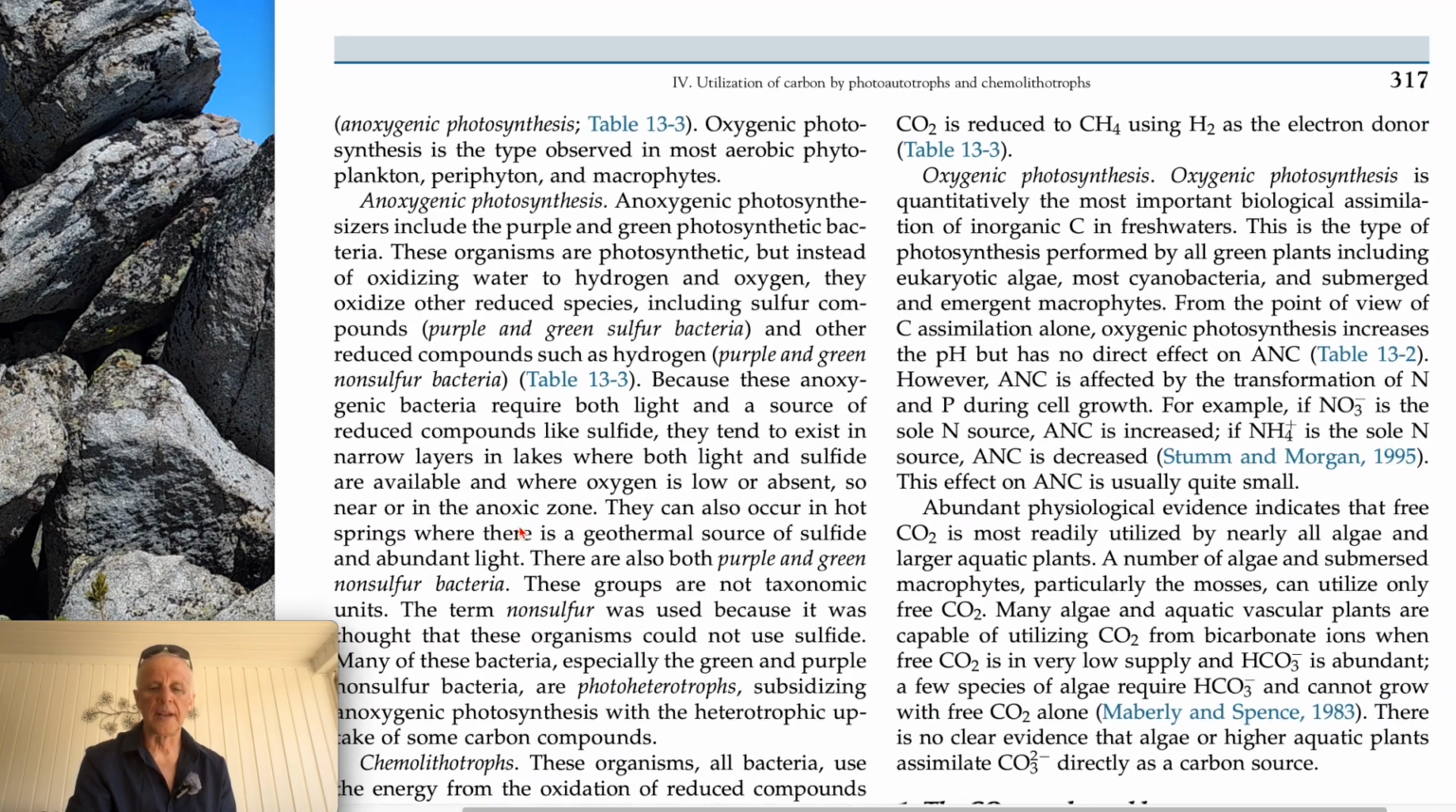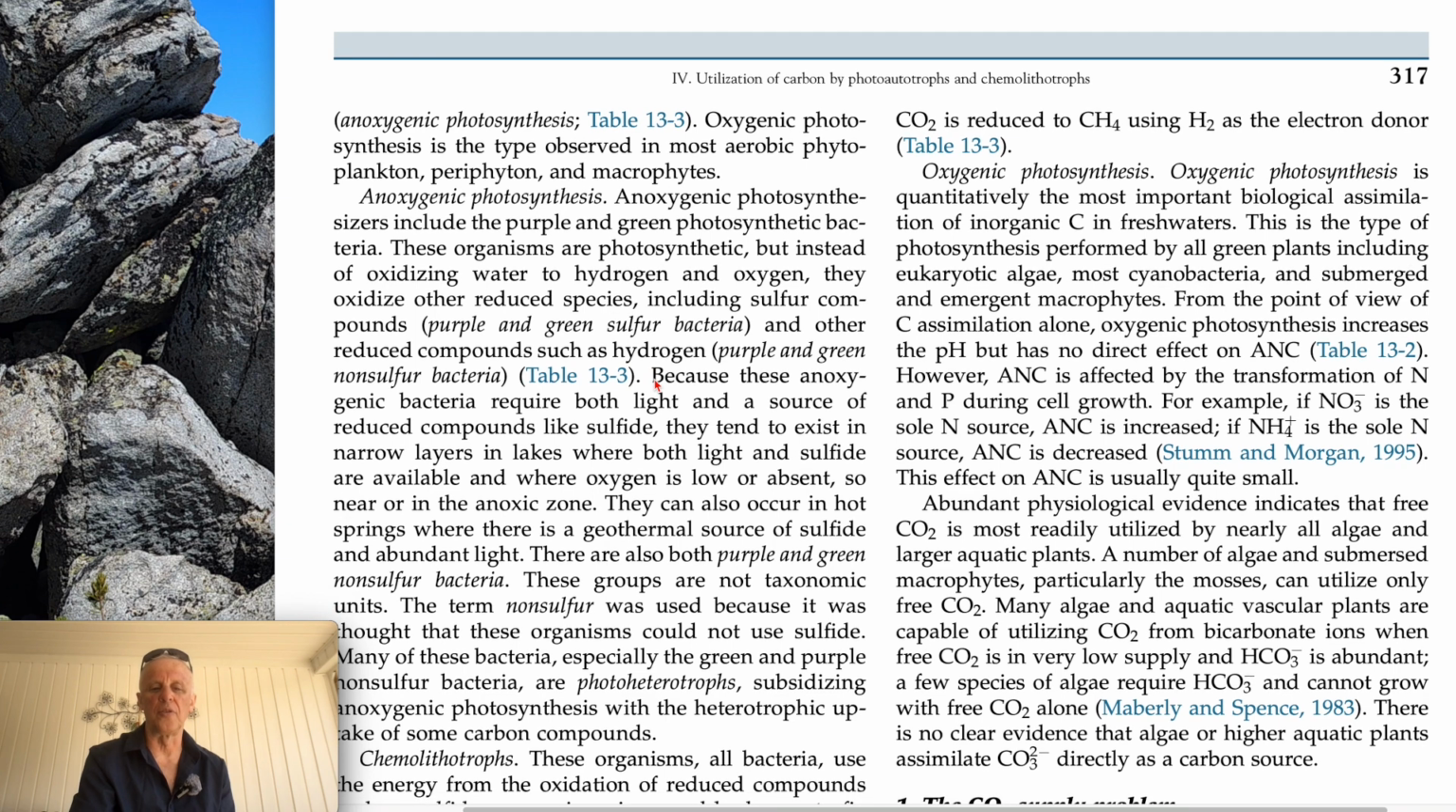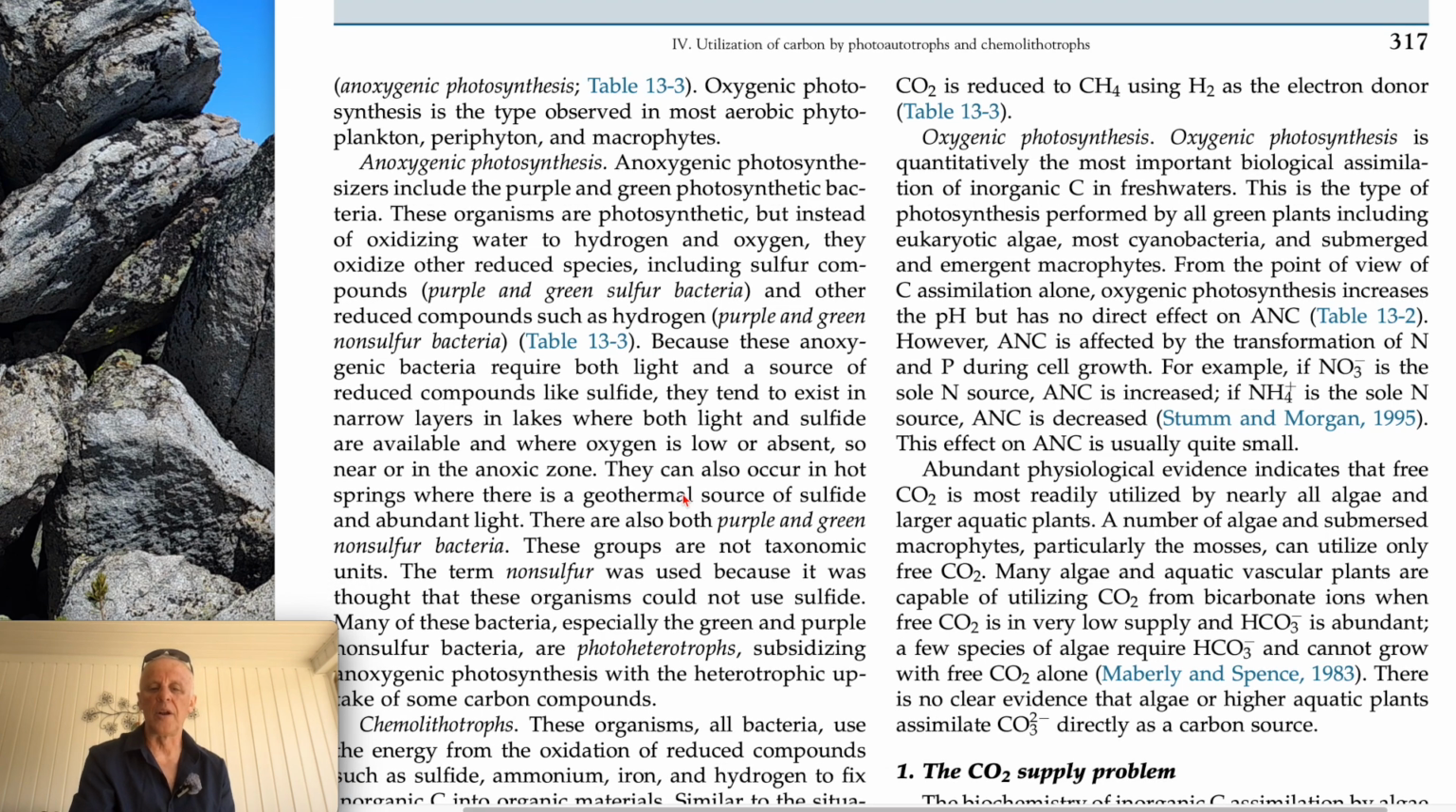So let's look at anoxygenic photosynthesis. Anoxygenic photosynthesizers include the purple and green photosynthetic bacteria. These organisms are photosynthetic, but instead of oxidizing water to hydrogen and oxygen, they oxidize other reduced species, including sulfur compounds, purple and green sulfur bacteria, and other reduced compounds such as hydrogen, purple and green non-sulfur bacteria. These anoxygenic bacteria require both light and a source of reduced compounds like sulfide.